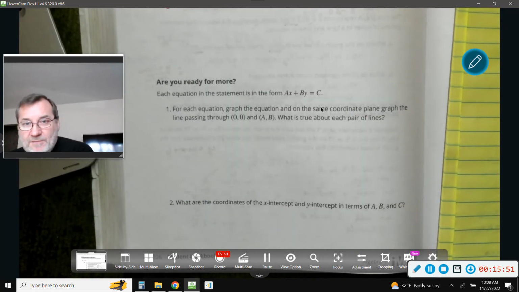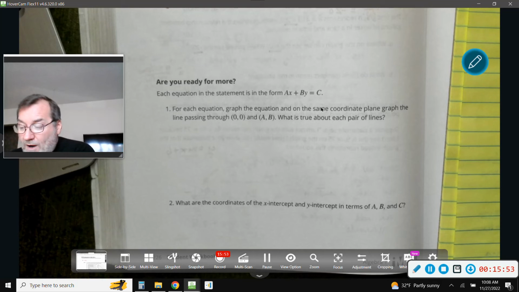Each equation in the statement is in the form of ax plus by equals c. For each equation, graph the equation on the same coordinate plane. Graph the line passing through 0, 0, and A, B. What's true about each pair of lines?